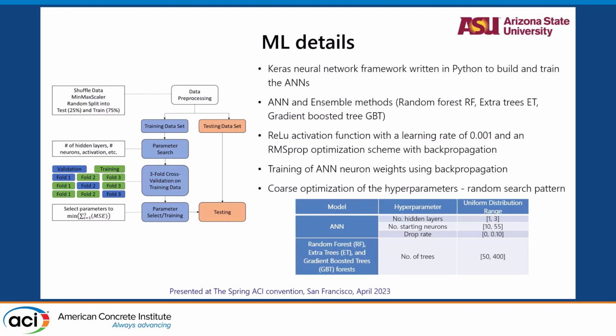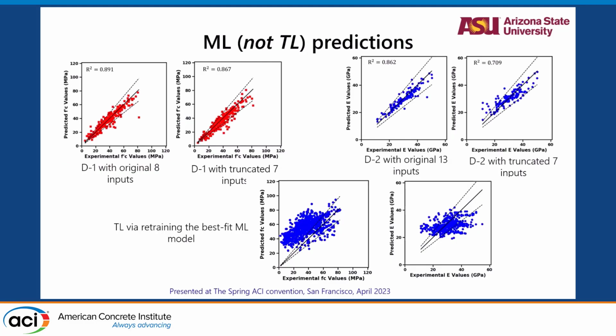Again, general machine learning details. I'm not going to go through this in detail. I'm sure lots of other talks have talked about it. The framework, the methods to use: artificial neural networks, ensemble methods, a rectified linear unit for activation, training using backpropagation, coarse optimization of hyperparameters. Again, these are all things that your standard machine learning codes will do, and repeat an infinite number of times. But here are some of the distribution ranges that we have used for some of the ensemble methods, with random forest and extra trees, some of those things that we had to tweak to get the right model. So let me show you some machine learning predictions here.